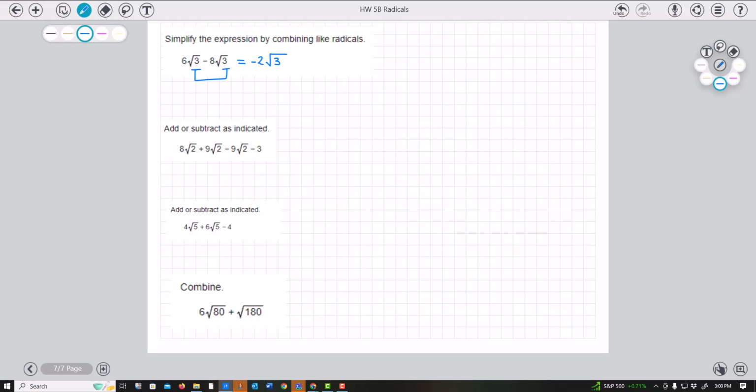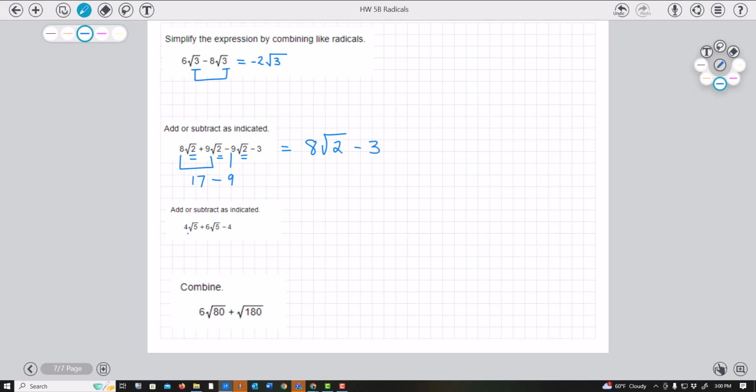If I want to combine something like this, I can't do anything with this -3, but these I can combine because they have like terms. So what I'm going to be combining is 8 plus 9, which is 17, and then minus this 9, which is where I'll get my 8. The radical stays the same, and once again, I can't do anything with this -3 because it's not a like term.